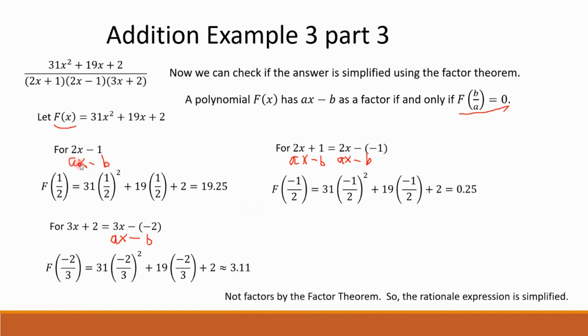Basically, the point is, by the factor theorem, here we get f of a half is not 0. So 2x minus 1 is not a factor of the numerator. F of negative a half is not 0. So 2x plus 1 is not a factor. And same thing with 3x plus 2. It's not a factor. So that tells us the top and bottom have no common factors. I mean, you could have used the AC method to try and factor the numerator. You could do that if you want. But that's the AC method, so you would have to do factor by grouping, which, I know it's fun, but this was also fun.